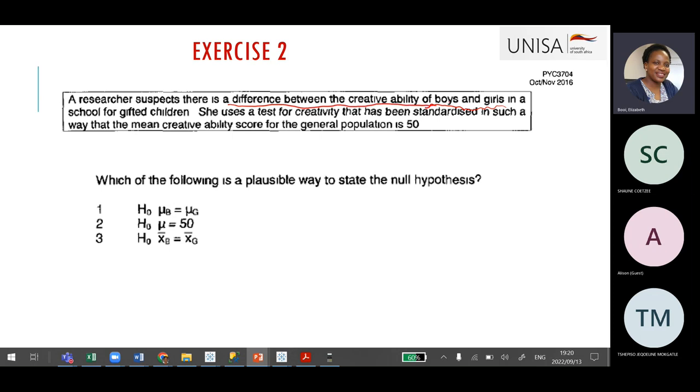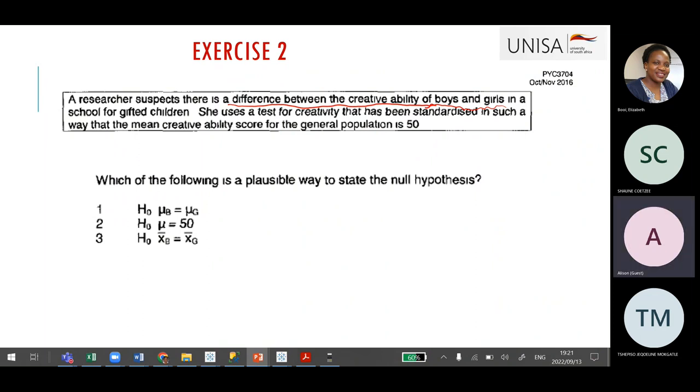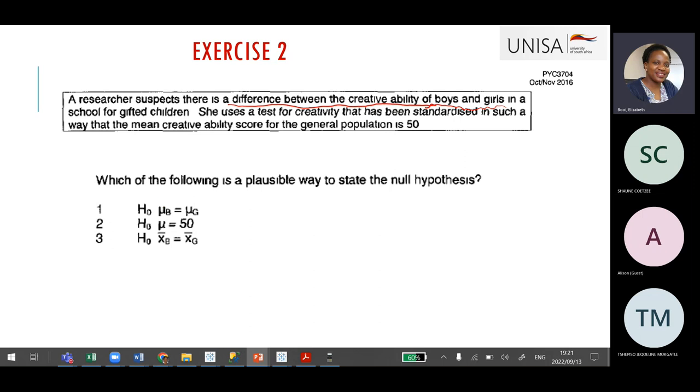Read the statement from there. It says there is a difference between the creativity ability of boys and girls. What type of test is this? Is this an independent test or a dependent test? Independent. It is an independent test. And how would you state your null hypothesis? I think number one. It will be number one because for the null hypothesis, we always use the population parameter. We do not use the sample parameter. So number one will be the correct way of answering the question.